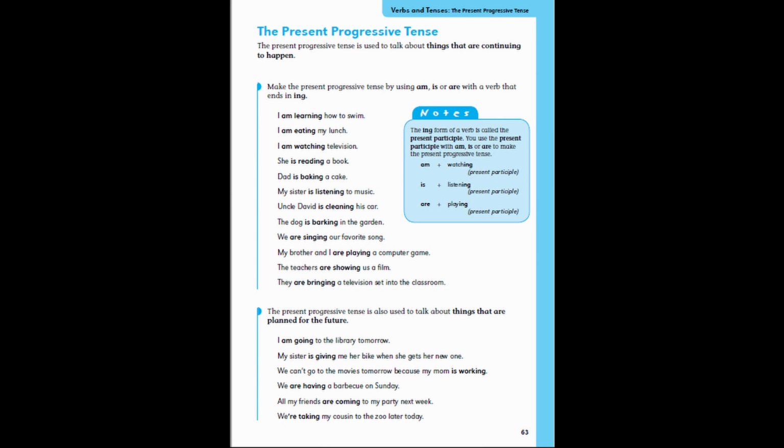So moving on, make the present progressive tense by using am, is, or are with a verb that ends in ing. All right, so look at the note. The ing form of a verb is called the present participle. You use the present participle with am, is, or are to make the present progressive tense. All right, am plus watching, present participle. All right, am watching then becomes present progressive tense.